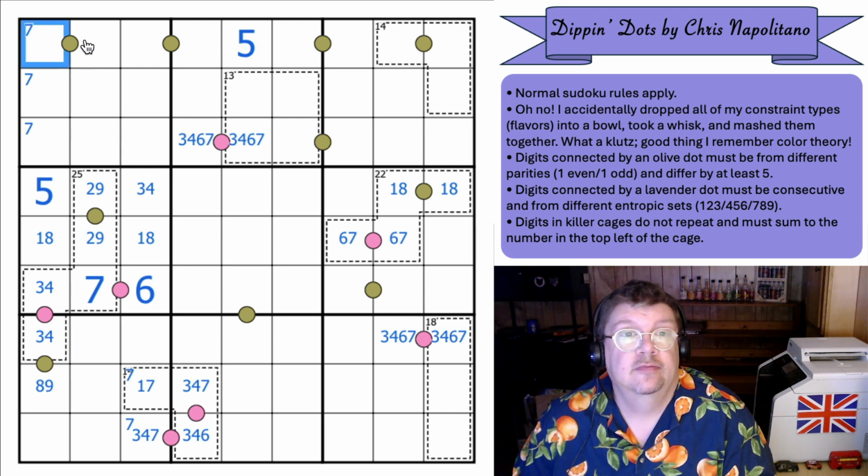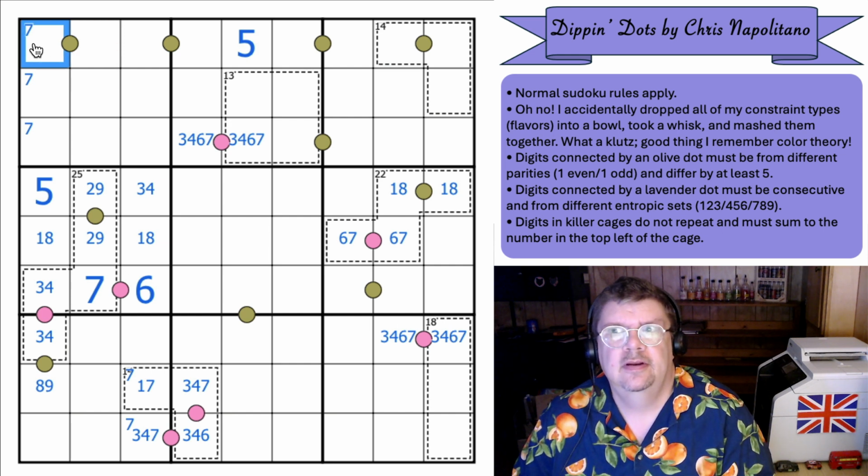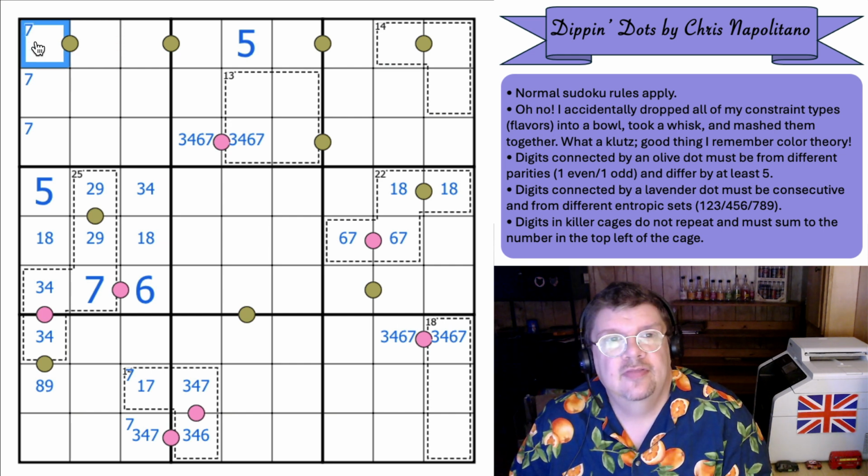So that can't be a 7 because that would make that 9. That would make that 2. My brain is not braining today. Okay, if that were a 7, that would be a 2, which it can't be. So that's not a 7.